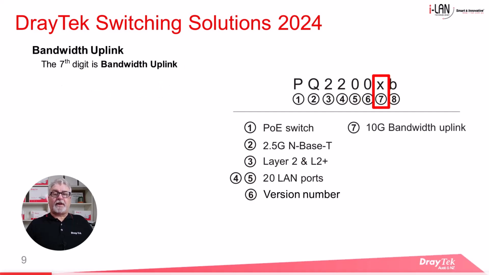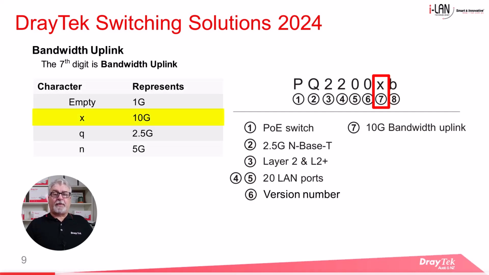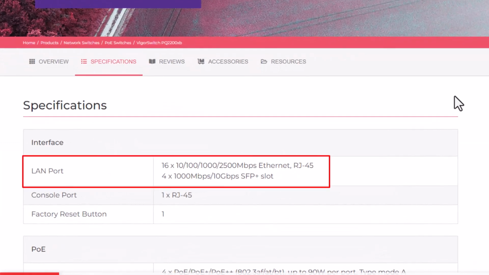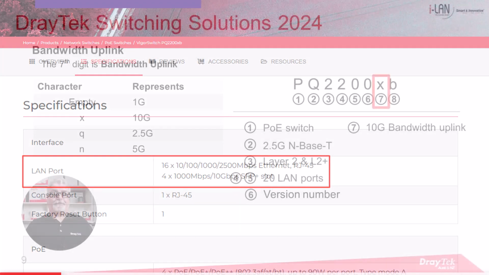The seventh digit is the bandwidth uplink, meaning if it includes any higher speed ports which can be used for connecting to other switches or devices that can take advantage of speeds beyond 1 gigabit per second. The X here indicates the bandwidth uplink of our VigorSwitch PQ2200XB is 10 gigabits per second. That doesn't tell us the whole story, but at least we know at a glance that it has at least one port that can give us that. If we check out the specs, we find it has 4 10 gigabit per second SFP Plus slots and 16 RJ45 ports that can deliver up to 2.5 gigabits per second.